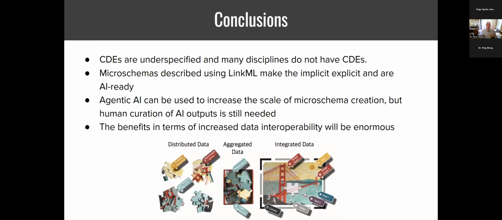Okay, so in conclusion, CDEs are underspecified, and many disciplines do not have all the CDEs that they need. Microschemas described using LinkML make the implicit explicit and are AI ready. Agentic AI can be used to increase the scale of microschema creation, but human curation of AI outputs is still needed. The benefits of using microschema and making your data AI ready, in terms of increased data interoperability, will be enormous.